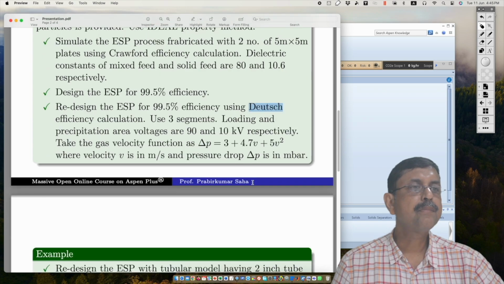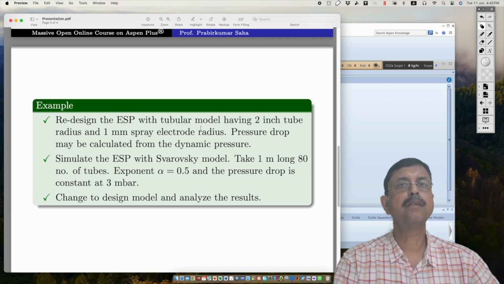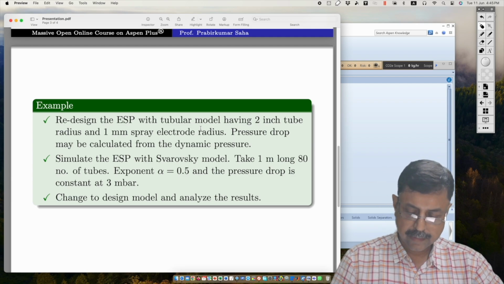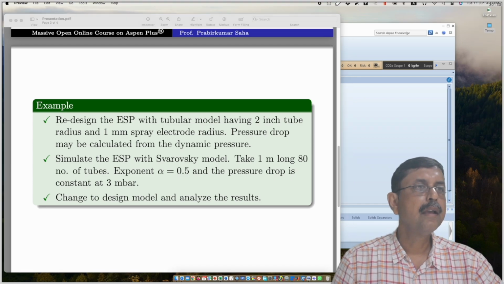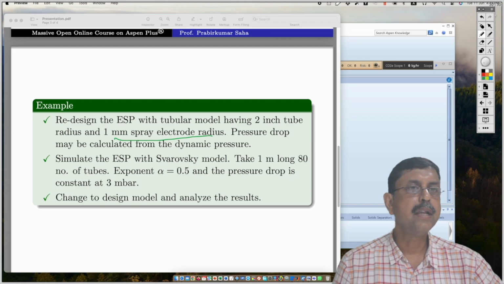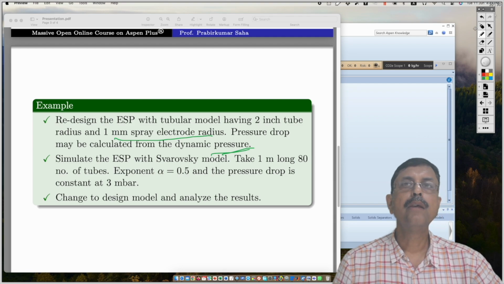Now go to the next problem. It says redesign ESP with tubular model. Now we change from plate to tube, having 2-inch tube radius and 1 millimeter spray electrode radius. Pressure drop may be calculated from dynamic pressure.